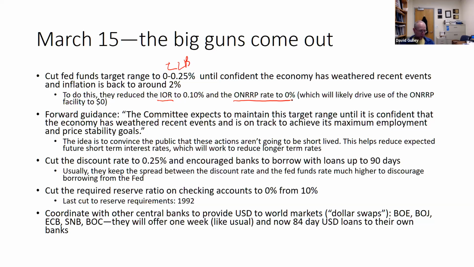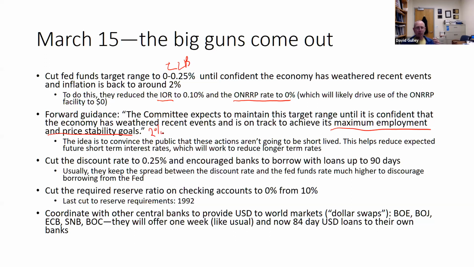They also undertook a bit of forward guidance. In the last couple of years they backed off of forward guidance, and they may now need to move back into that realm of policy action. So the committee expects to maintain this target range until it is confident that the economy has weathered recent events and is on track to achieve its maximum employment and price stability goals. The idea here is maximum employment and price stability. The Fed has a dual mandate that by law it has to achieve the best sustainable employment it can and price stability. Now they've defined this as trying to hit a 2% inflation target.